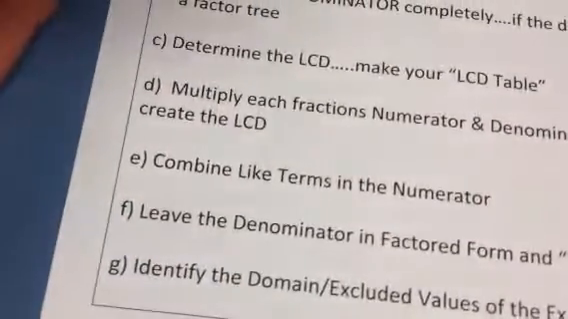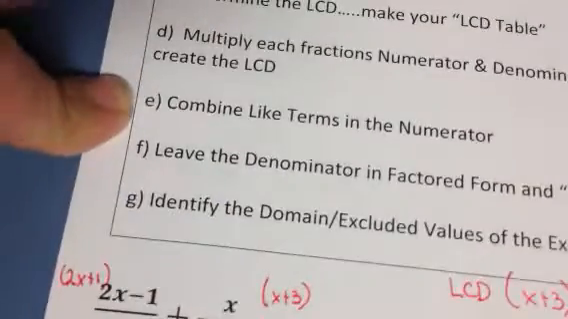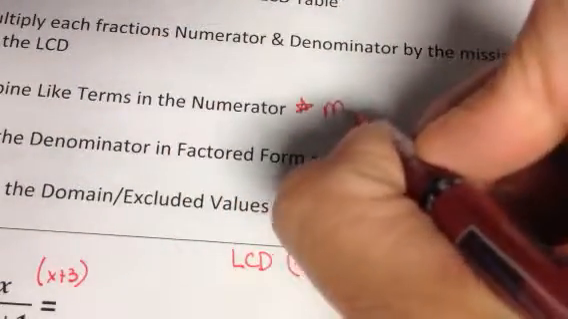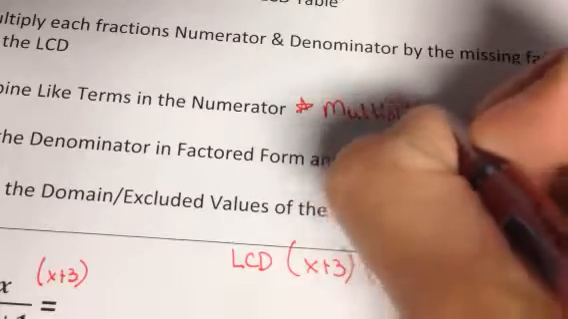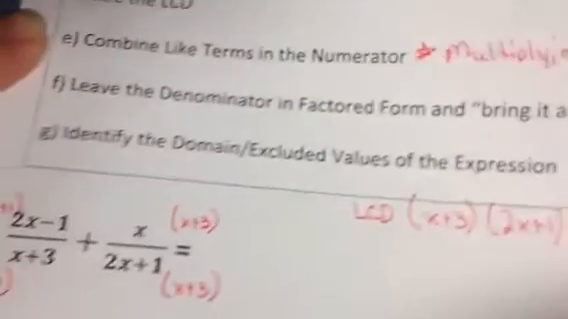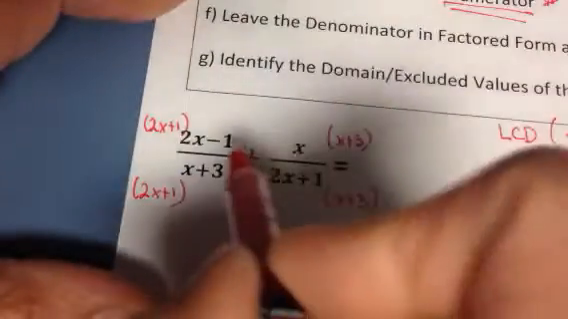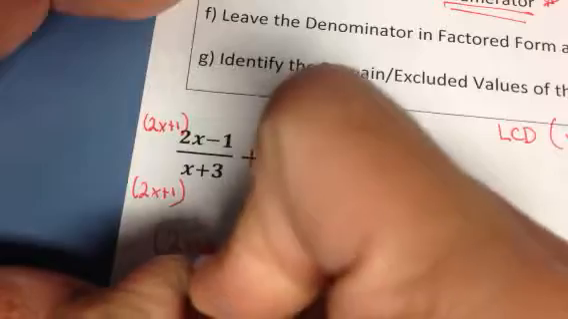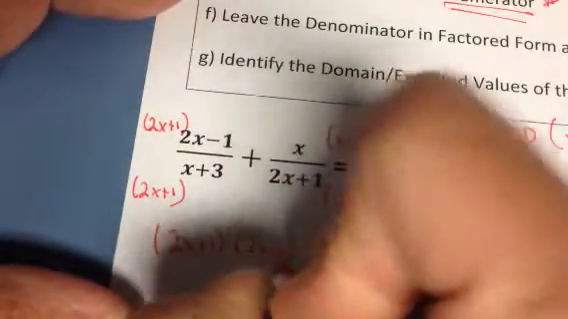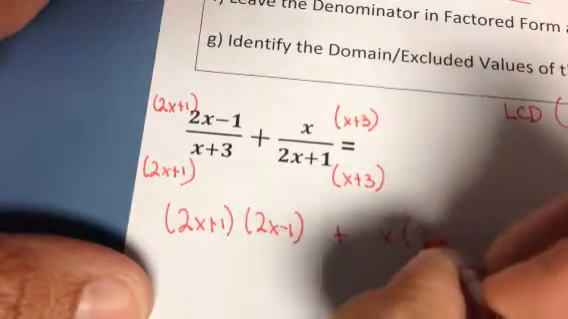So that's step D. What we're going to do now is combine the like terms in the numerator. So basically, what you're going to be doing here is a lot of multiplying, or distributing, so that you can combine those like terms. So we're just focusing on the numerator. In this fraction's numerator, I have 2x plus 1 and 2x minus 1. And in this fraction, I have x and x plus 3. And now I'm just going to multiply these.